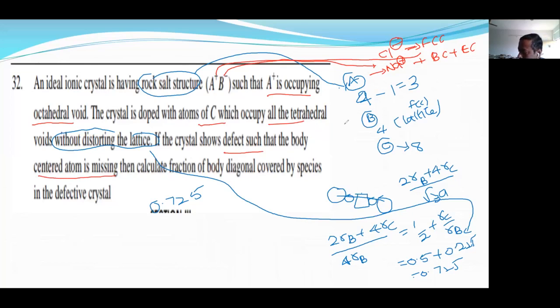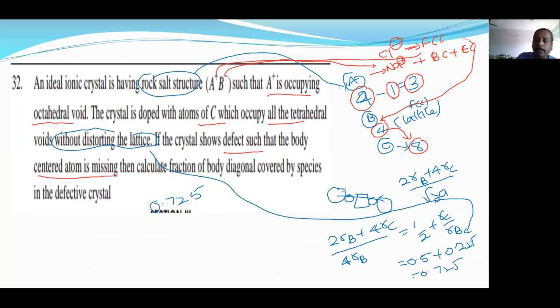Initially, how many do they have? Four atoms, but due to the body center defect, one is missing. So the effective number of A will be 3. And B will be the same, no problem, because they are forming the FCC. Number of B is 4, is that understood how we got it? And if lattice points are 4, FCC will have how many tetrahedral voids? Sorry, 8. So 8 tetrahedral voids, A will be 3, B will be 4.